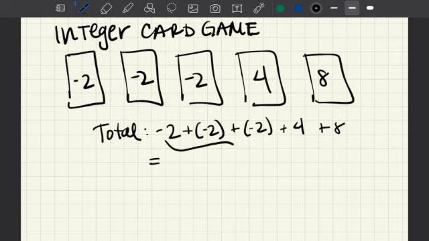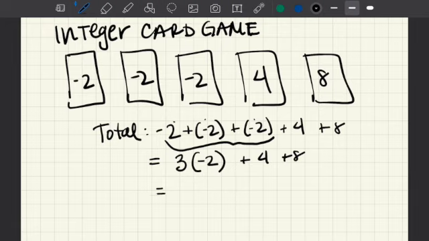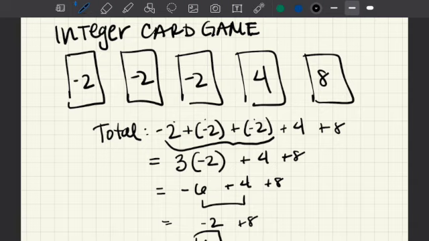Well, there's 1, 2, 3 -2s. So we could say that this is the same as saying 3 times -2 plus 4 plus 8. And we know that 3 times -2 is -6. So -6 plus 4 plus 8, and -6 and 4 is -2, plus 8. Based on our rules of addition, -2 plus 8 is 6. So this is the total of all the cards in your hand right now.